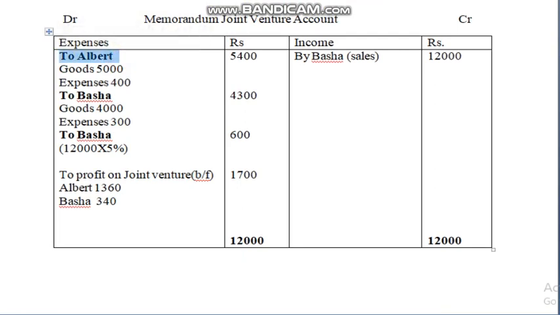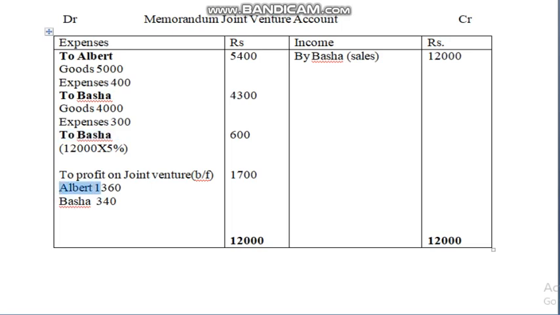The next transaction is relating to Basha. So here we should not record this transaction, because here we are preparing Albert's account. In Albert's account, we should record only the transactions of Albert and not Basha. The next transaction is also relating to Basha, so this transaction should not be recorded. Now come to the last one.